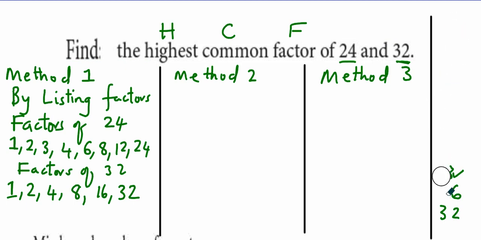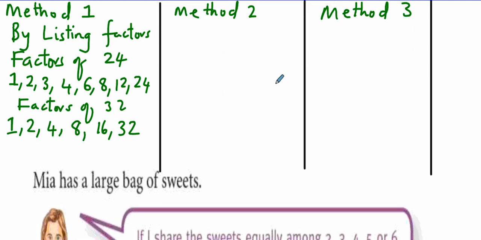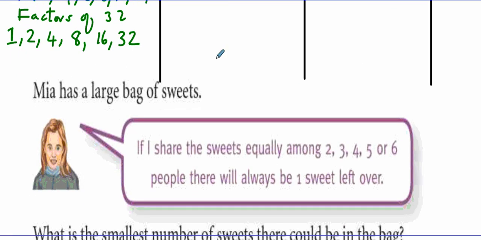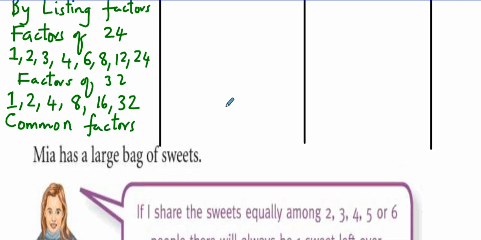We are done. Now, the question says, find the highest common factor. What does it mean? We need to get common factors, because the question is asking for the highest common factor. So we need to have common factors. Okay? Now there's a question over here.